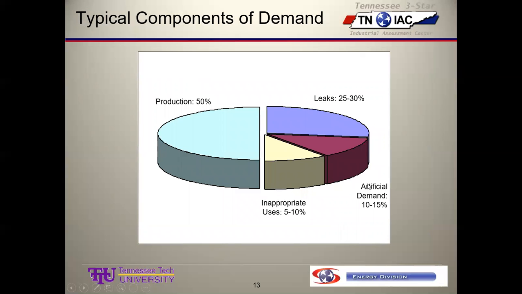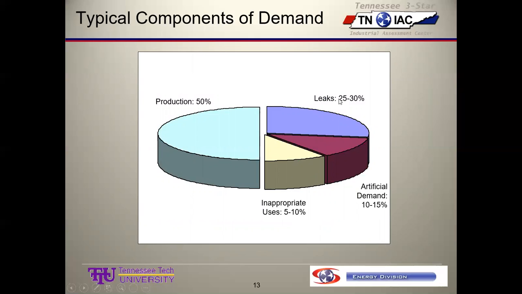Okay, so typical components of demand: where does the air go in a typical industrial facility? Well, 50% of the air that we produce goes to production processes, which is why we run the system. Another 5 to 10% typically goes to other uses, which are deemed inappropriate because there are better, cheaper ways to do it.